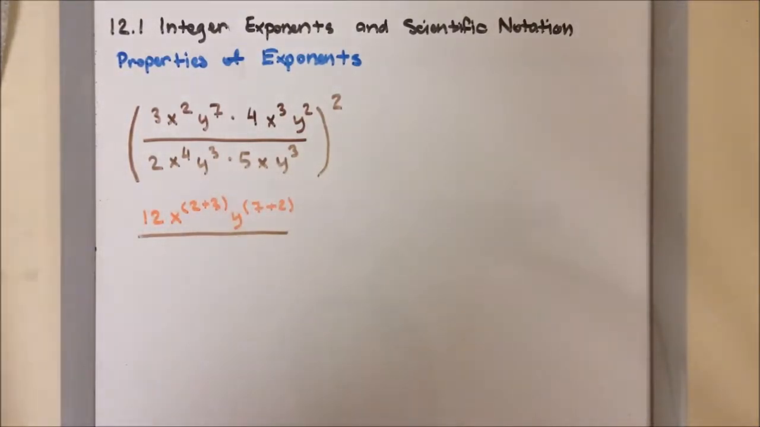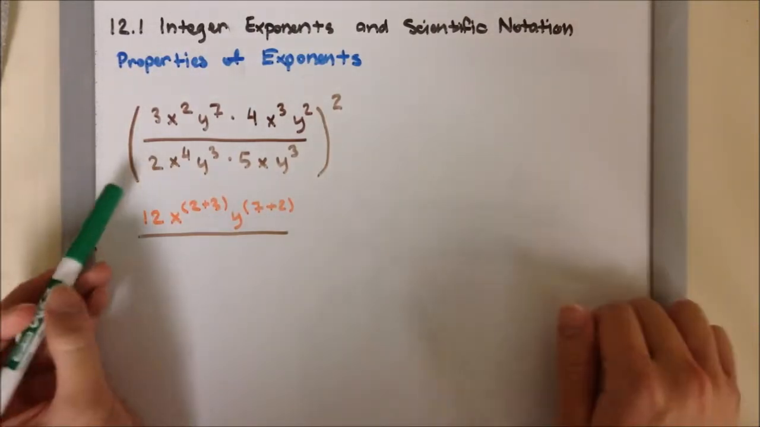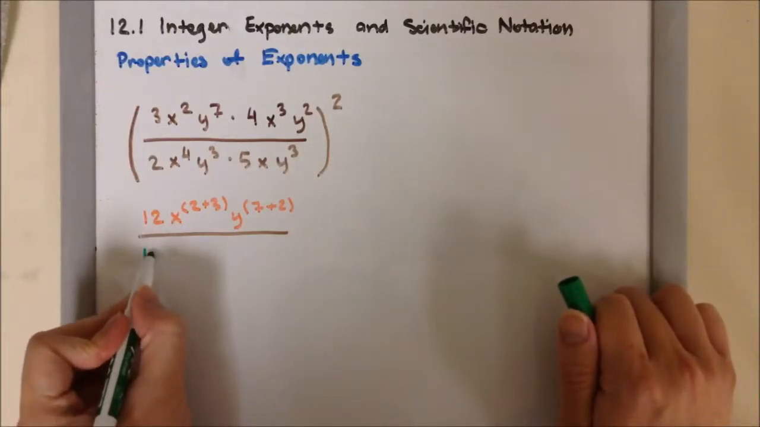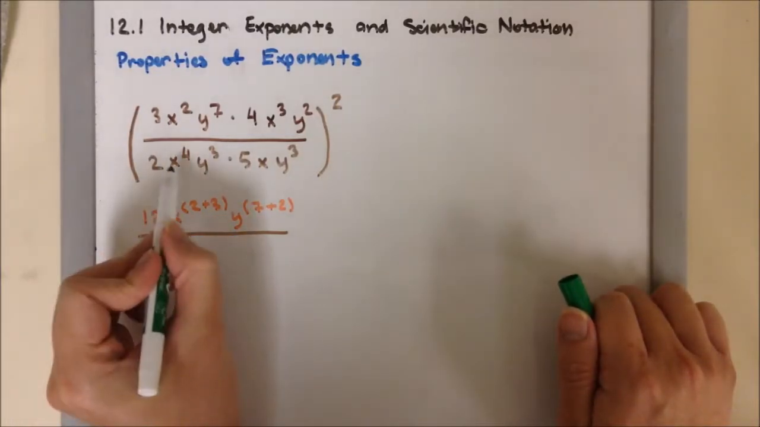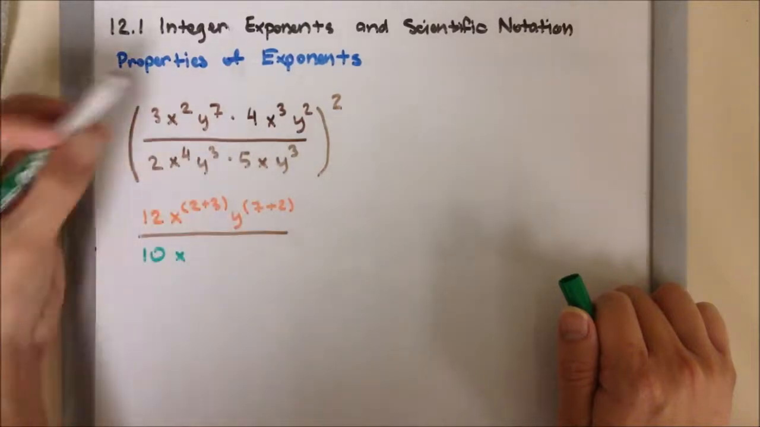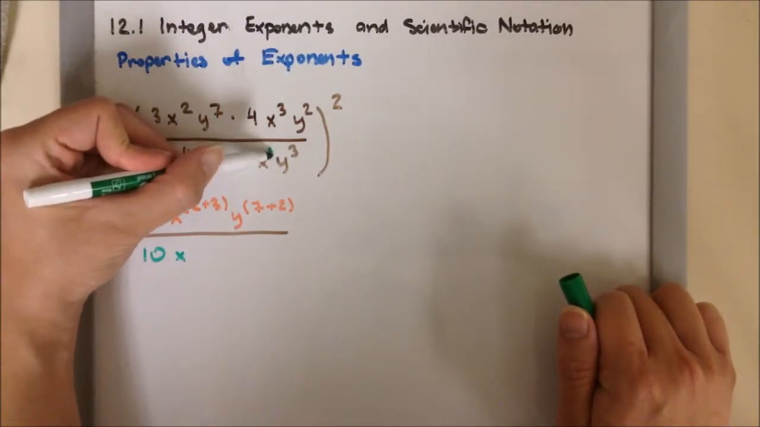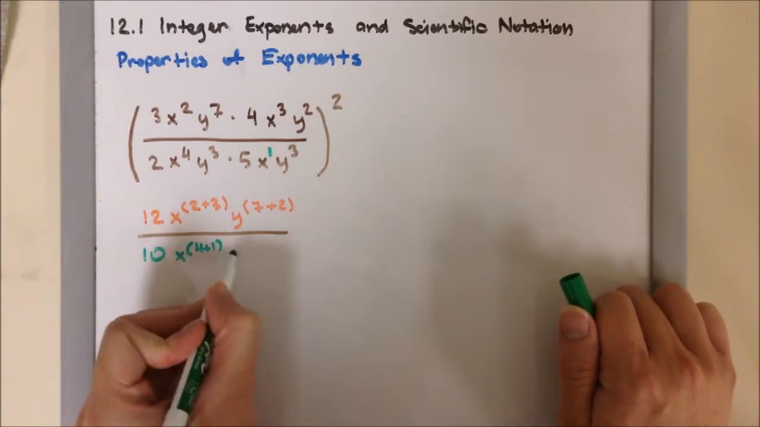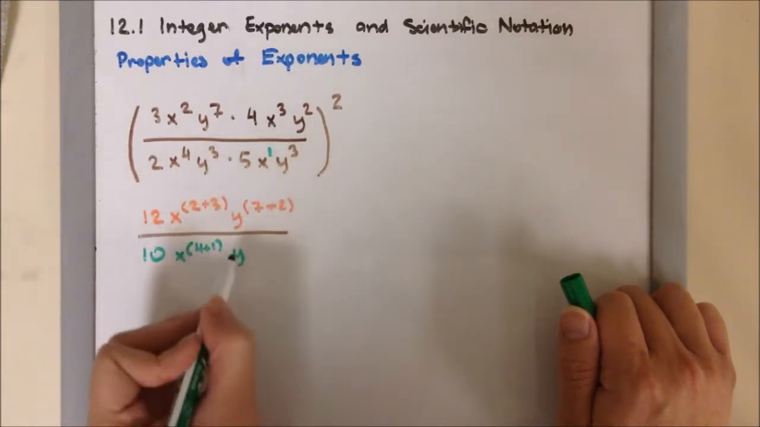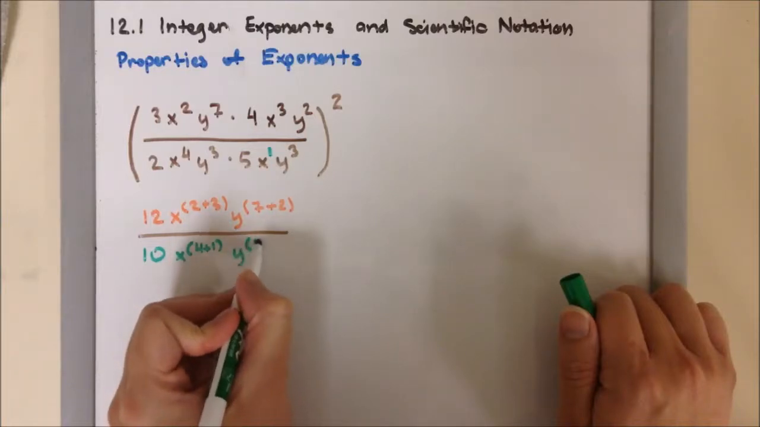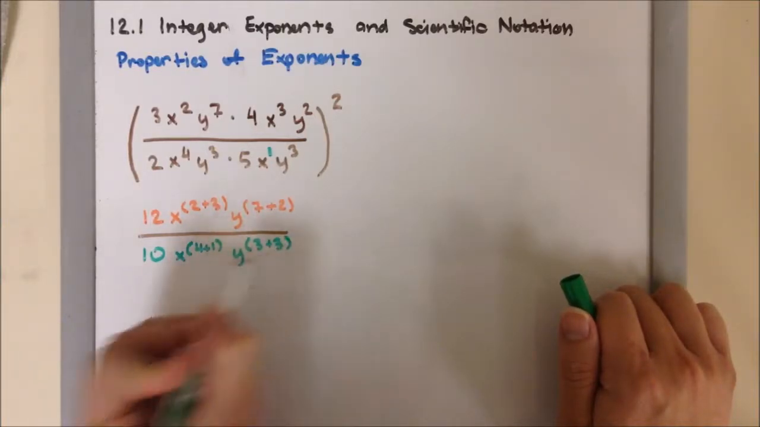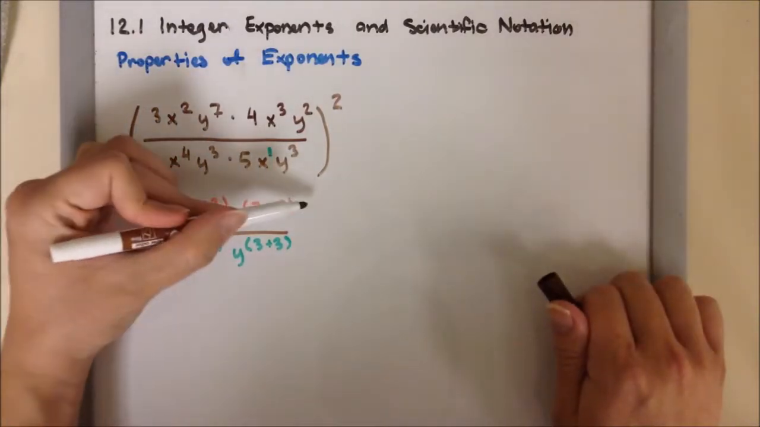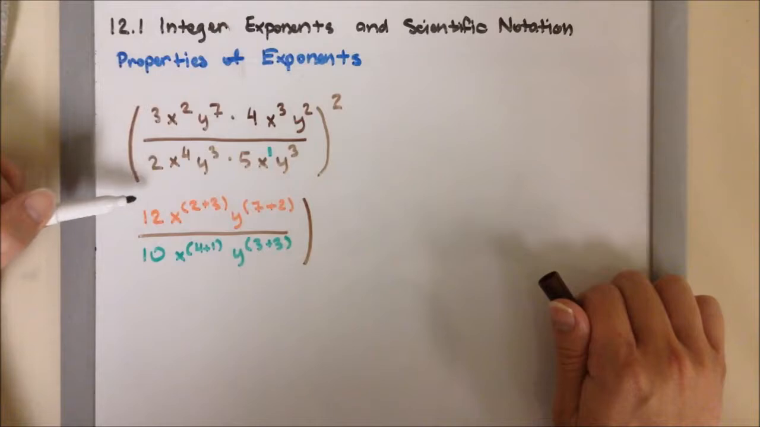Let's combine the denominator together. So I'm going to combine the number coefficient, 2 times 5, which is 10. Then I'm going to combine my x's. Since they're multiplying, I'm going to add the exponent. And remember, this x has an invisible 1. So it's going to be x, 4 plus 1. Doing the same thing with the y's. Multiply, combine the exponents together. So 3 plus 3. And I still have my parenthesis with the outer exponent of 2.